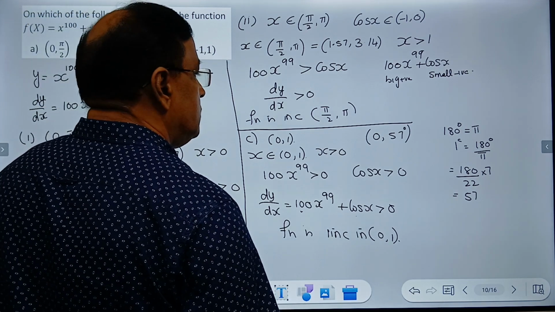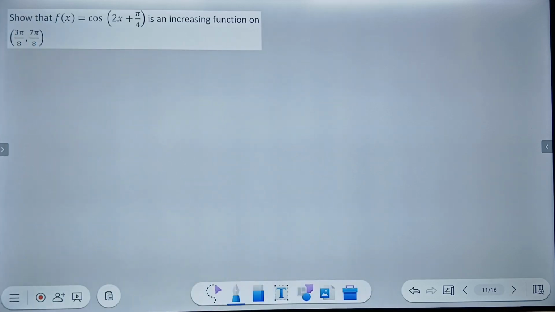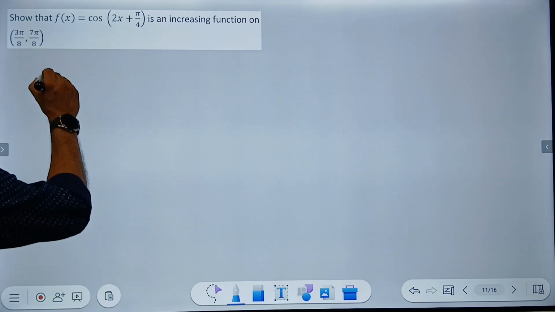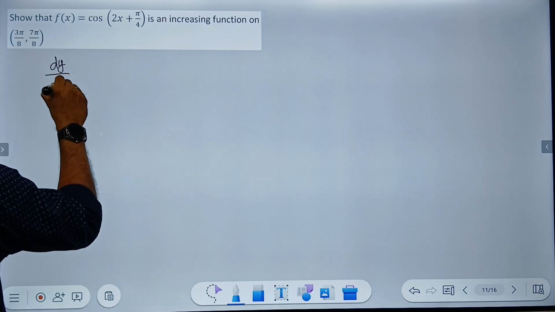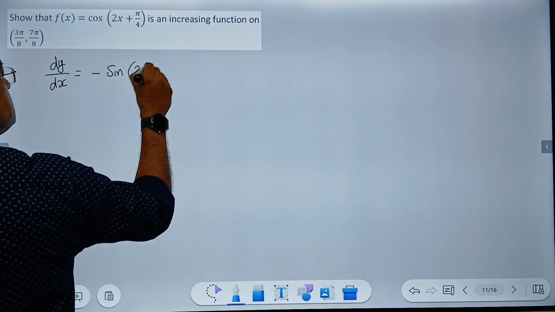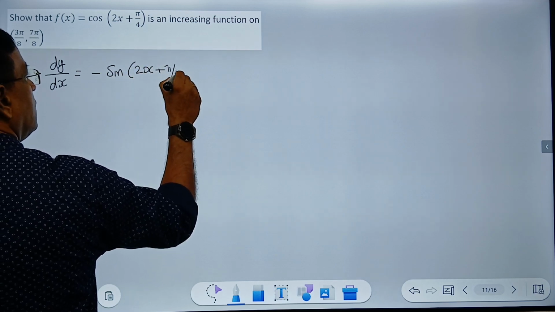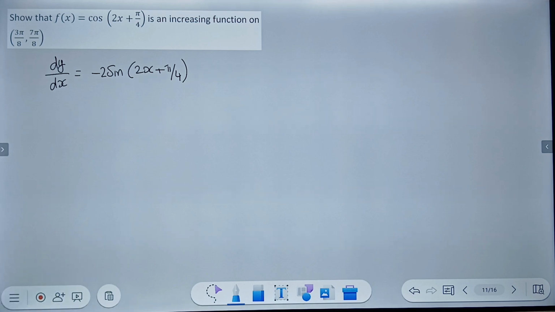Now, the next one is: show that the function f of x equals cos of 2x plus pi by 4 is an increasing function on 3 pi by 8, 7 pi by 8. So what I do first, I find dy by dx. Now what is dy by dx? It is minus sine of 2x plus pi by 4 into 2.